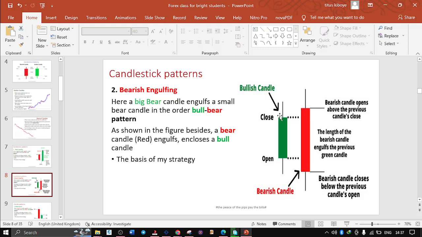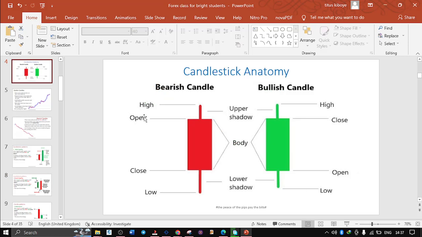Are you getting confused somehow? Now that is the bull. So now, which one is engulfing the other? No, here there's nothing engulfing the other. We are just going back to the candlestick anatomy, the naming of the candles.